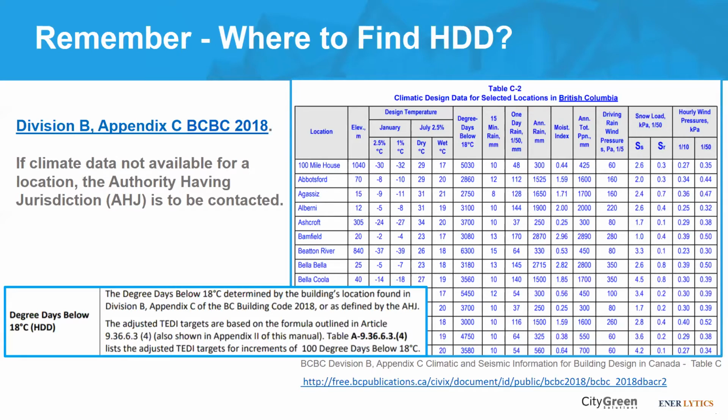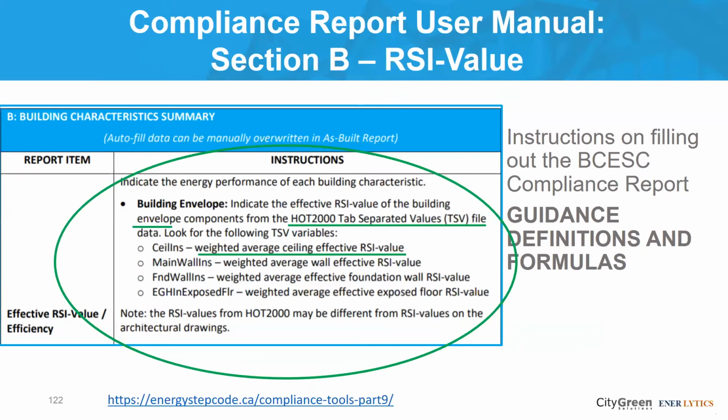So in all cases, when energy advisors are being asked to reference external documents to fill this out, the BC Energy Compliance Manual tells you where to go to find that information. It also explains where you should be finding that information in HOT2000. For example, on the effective RSI value and efficiency, it tells you where within HOT2000 you should be finding this information.